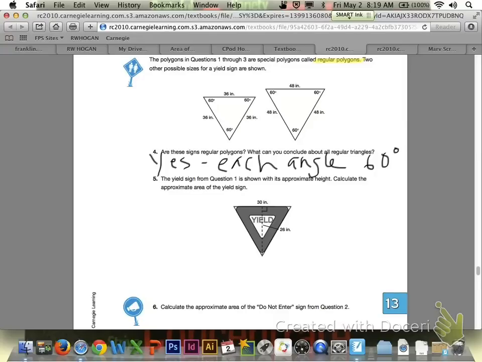Yes, these 2 triangles would be regular polygons because the lengths of the sides are the same and the angle measures are the same inside of the triangle. And you can hopefully see that each angle inside any regular triangle is going to have a measure of 60 degrees.